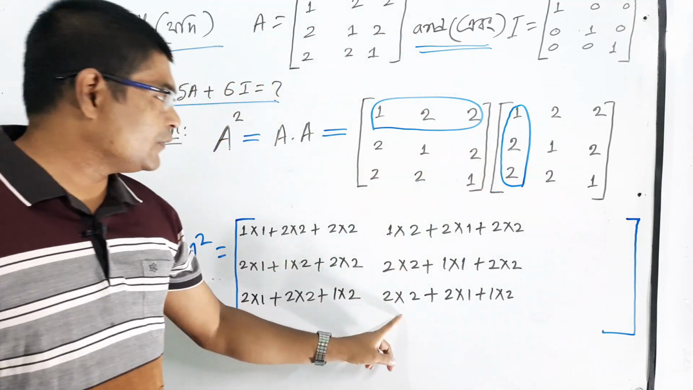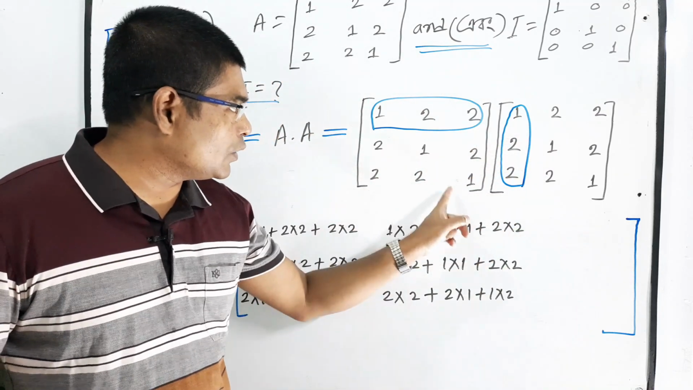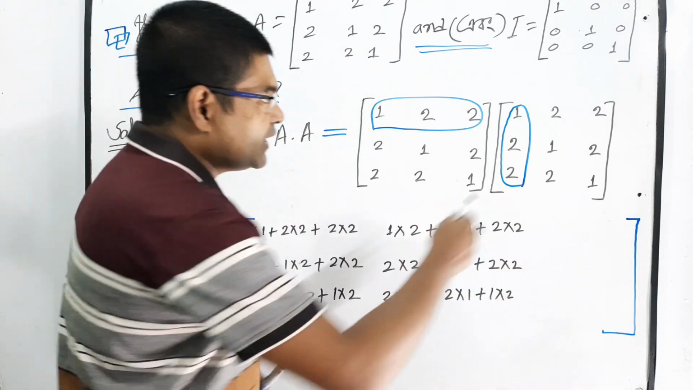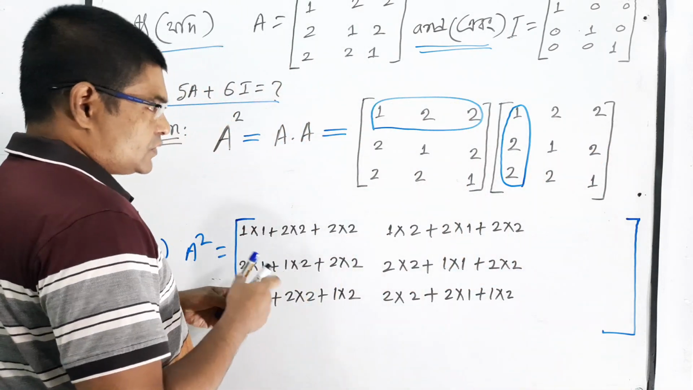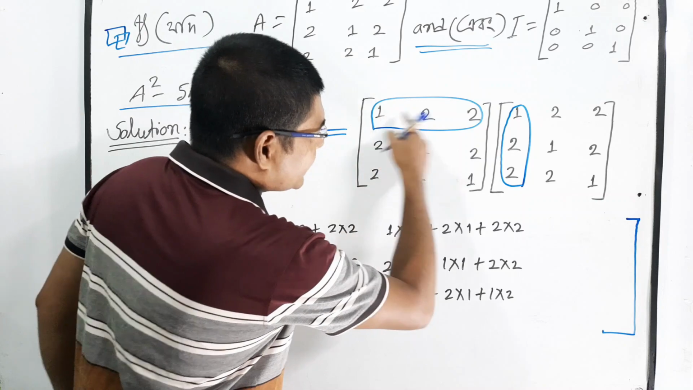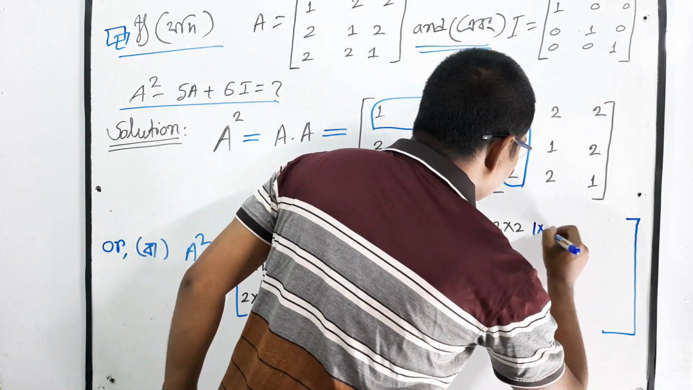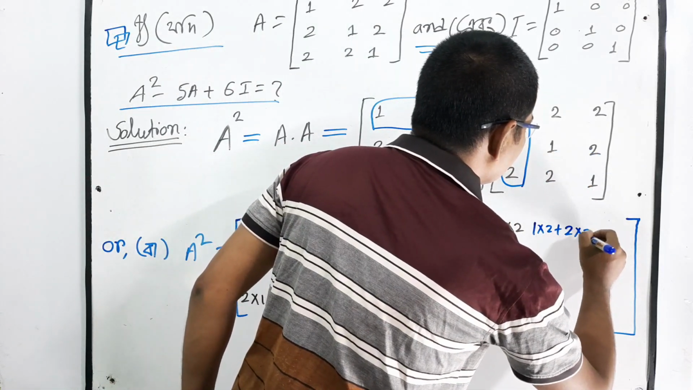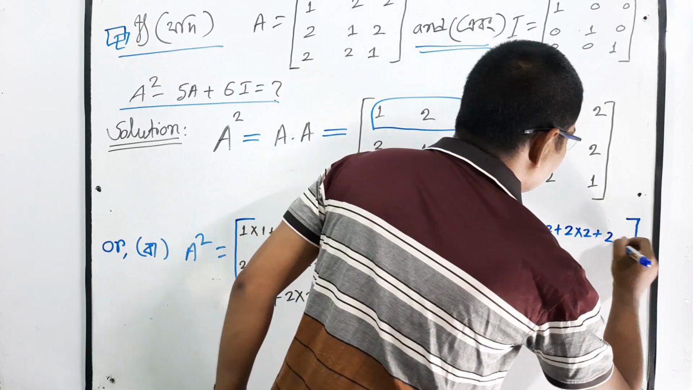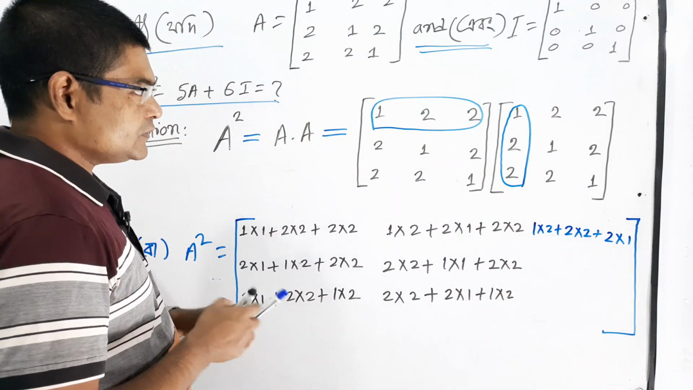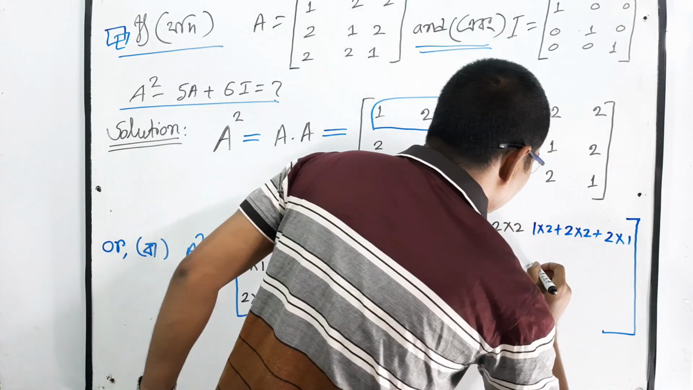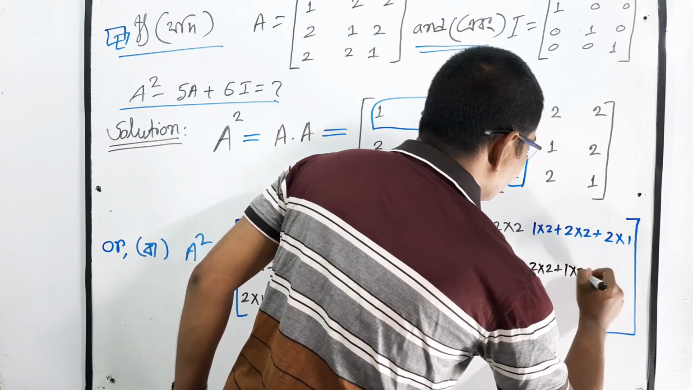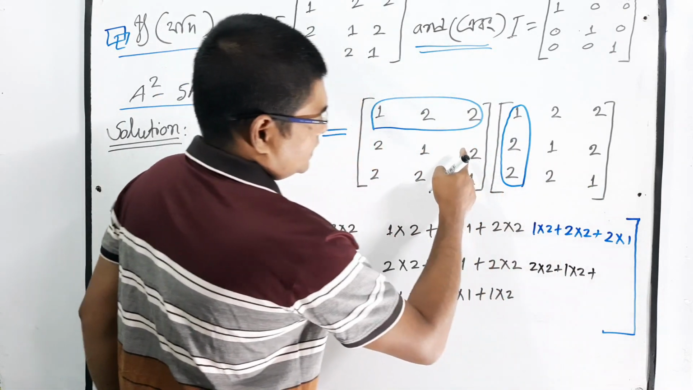2 into 2, 2 plus 2 into 1, 1 into 2. So in the same way, you have to find out, this is column and this is row. Try to find out 1 into 2 plus 2 into 2 plus 2 into 1. So here is 2 into 2 plus 1 into 2 plus 2 into 1.